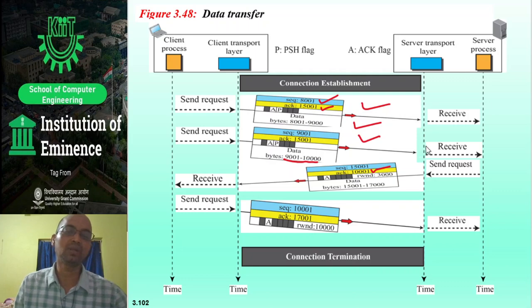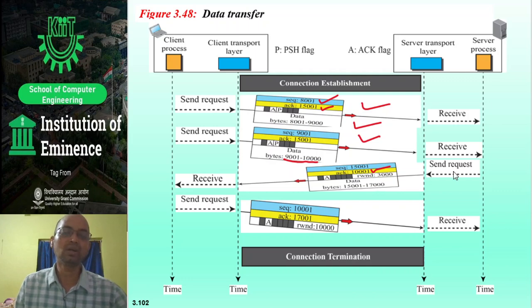We have to discuss the acknowledgement criteria later. Typically TCP does not immediately reply with an acknowledgement on receiving one packet. Based upon different conditions it sends the acknowledgement. So this is cumulative, which means if ACK 10001, then up to packet 10000 has been received by the receiver. So this will continue from both sides.